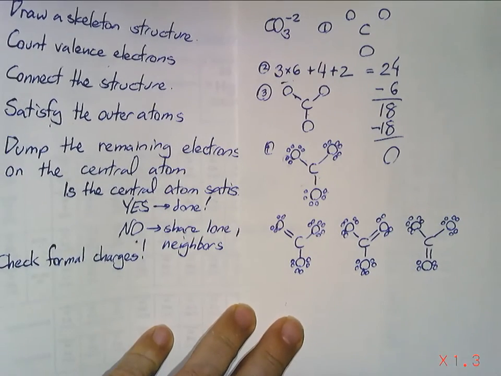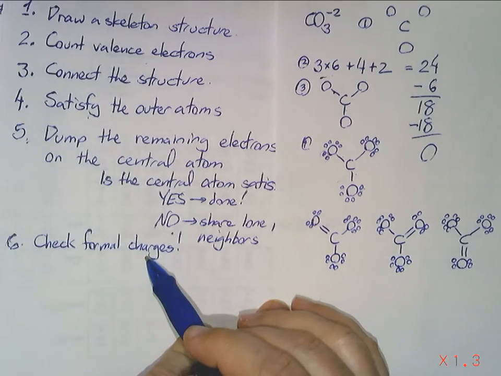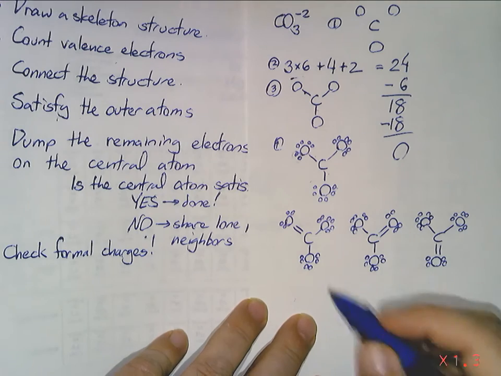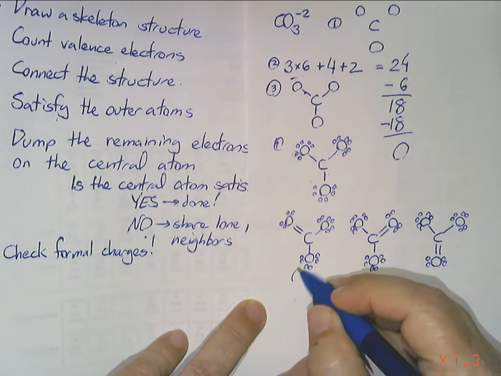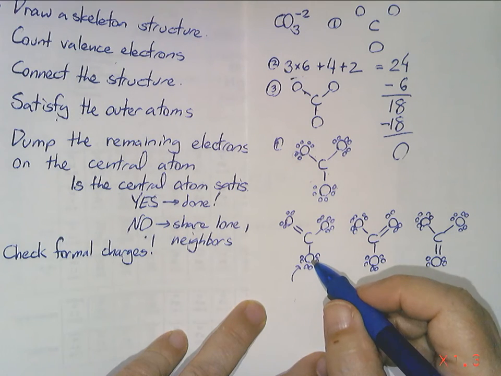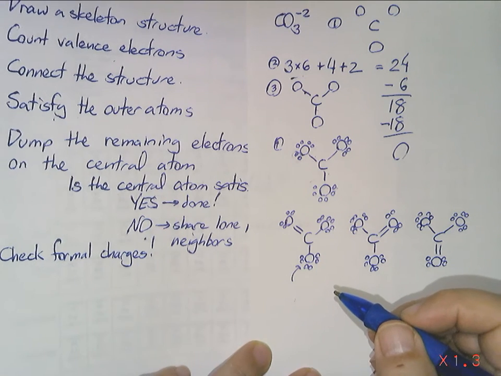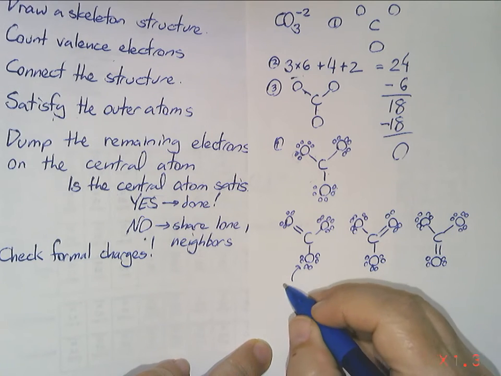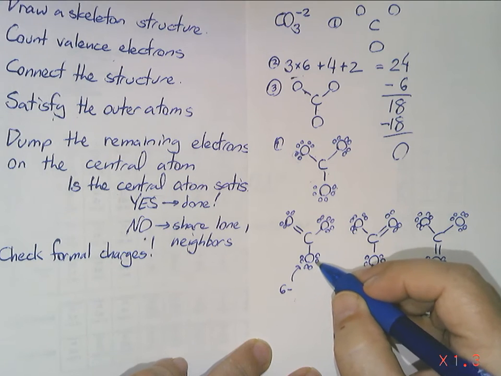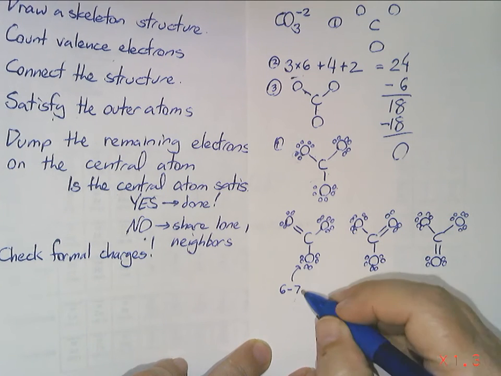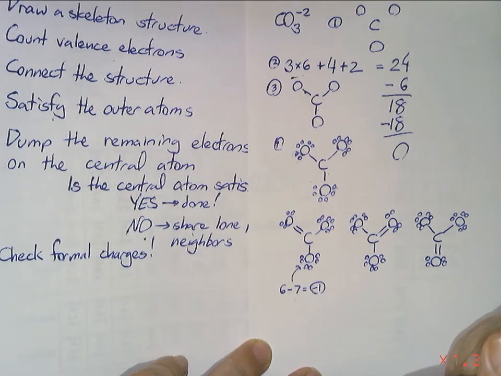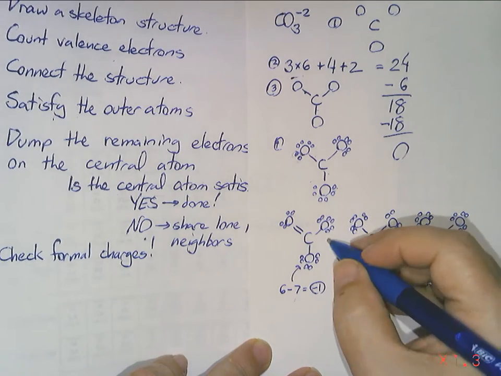Are there any that I can get rid of? Well, I'm going to do step 6 here, and I'm going to check the formal charges on these things. All right, if I look at this oxygen, remember formal charges are the number of valence electrons the atom has minus the number of sticks and dots. Oxygen has 6 valence electrons minus 1, 2, 3, 4, 5, 6, 7 sticks and dots. That's got a -1 charge on that oxygen. And if I look at this oxygen, it's going to be the same thing.